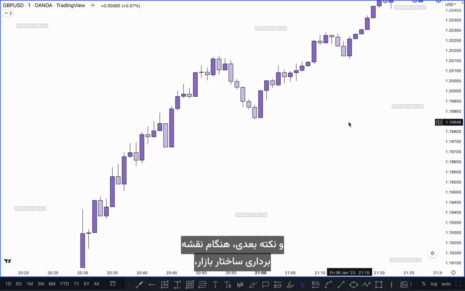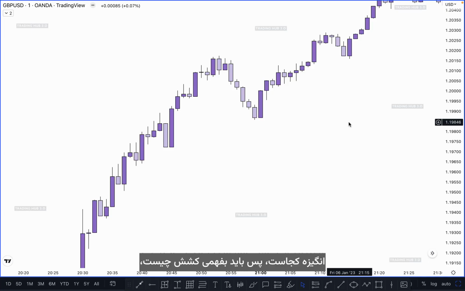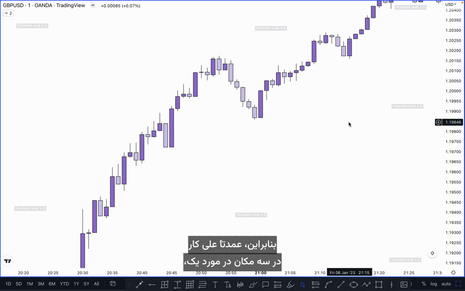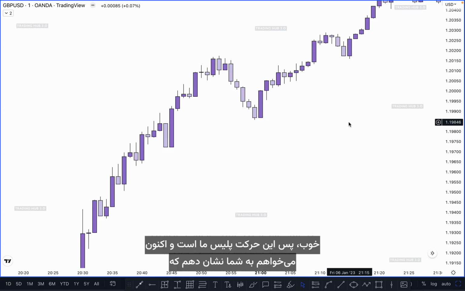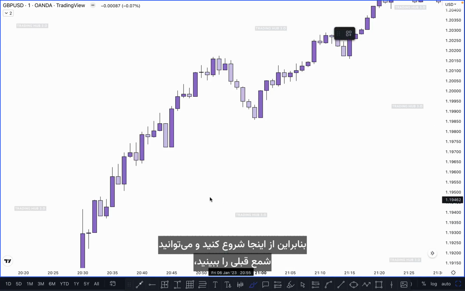And next, when mapping market structure, you need to understand where the inducement is. Then you should understand what a pullback is. So mainly work on 3 places about the pullback. Okay, so this is our bullish move, and now I'm going to show you how you can identify the pullback this way. Start from the bottom here.